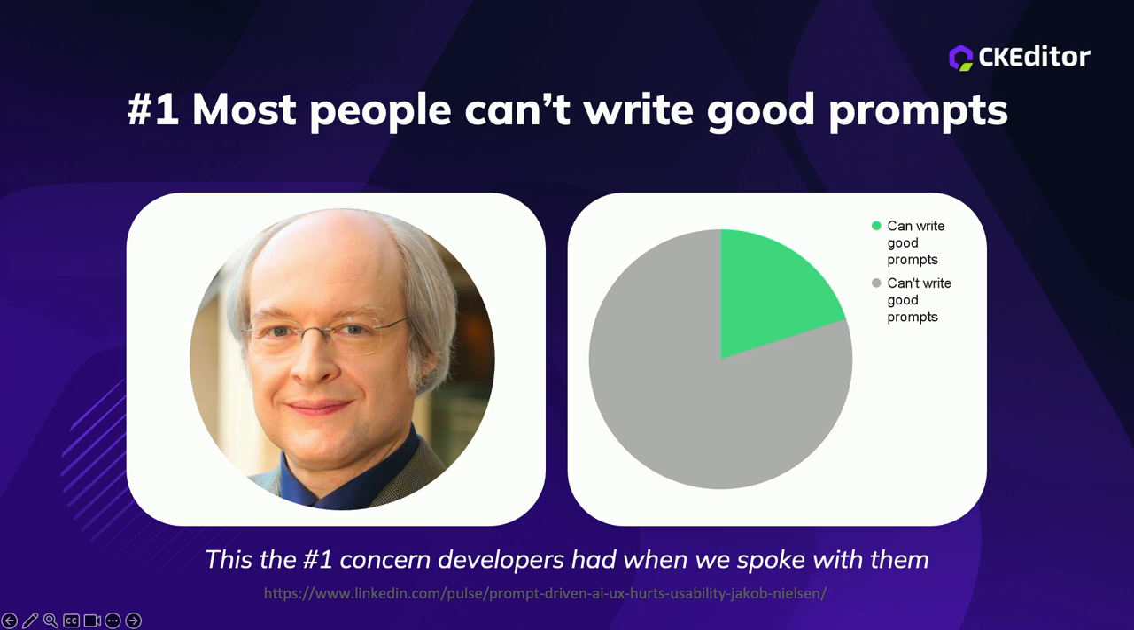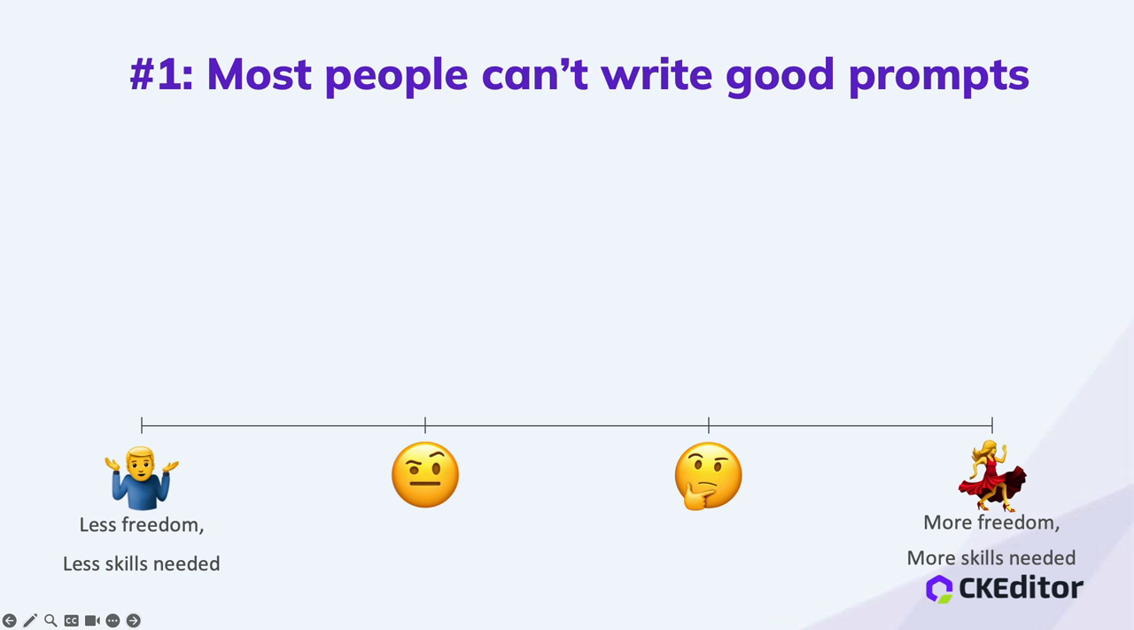This is also the number one concern for developers when we spoke with them. They ask, okay, we will give them an AI assistant, but how does this fit into their workflow? Why is this useful for them? How can they make it useful? So most people can't write good prompts. We have our AI ninjas, and then those users who don't know much about AI.